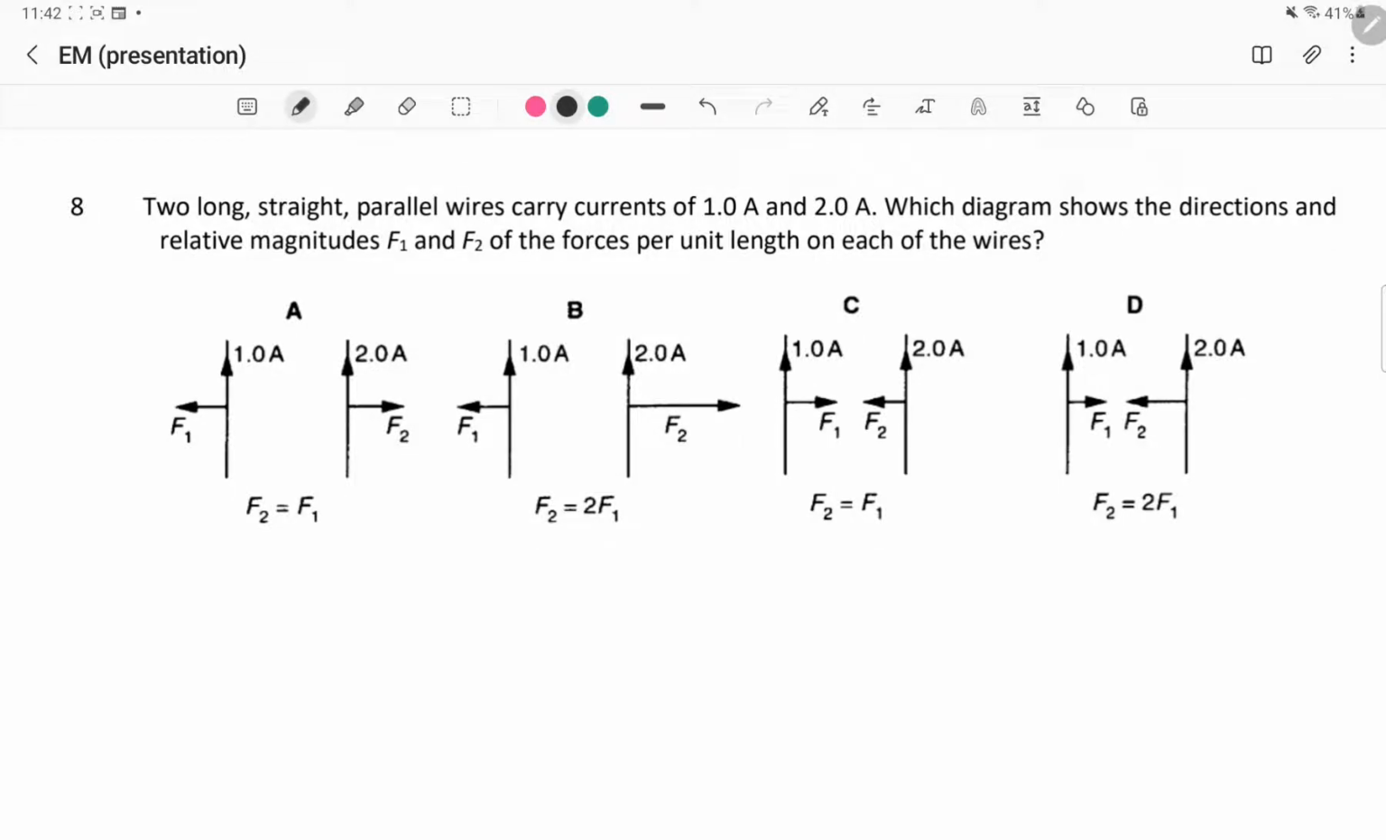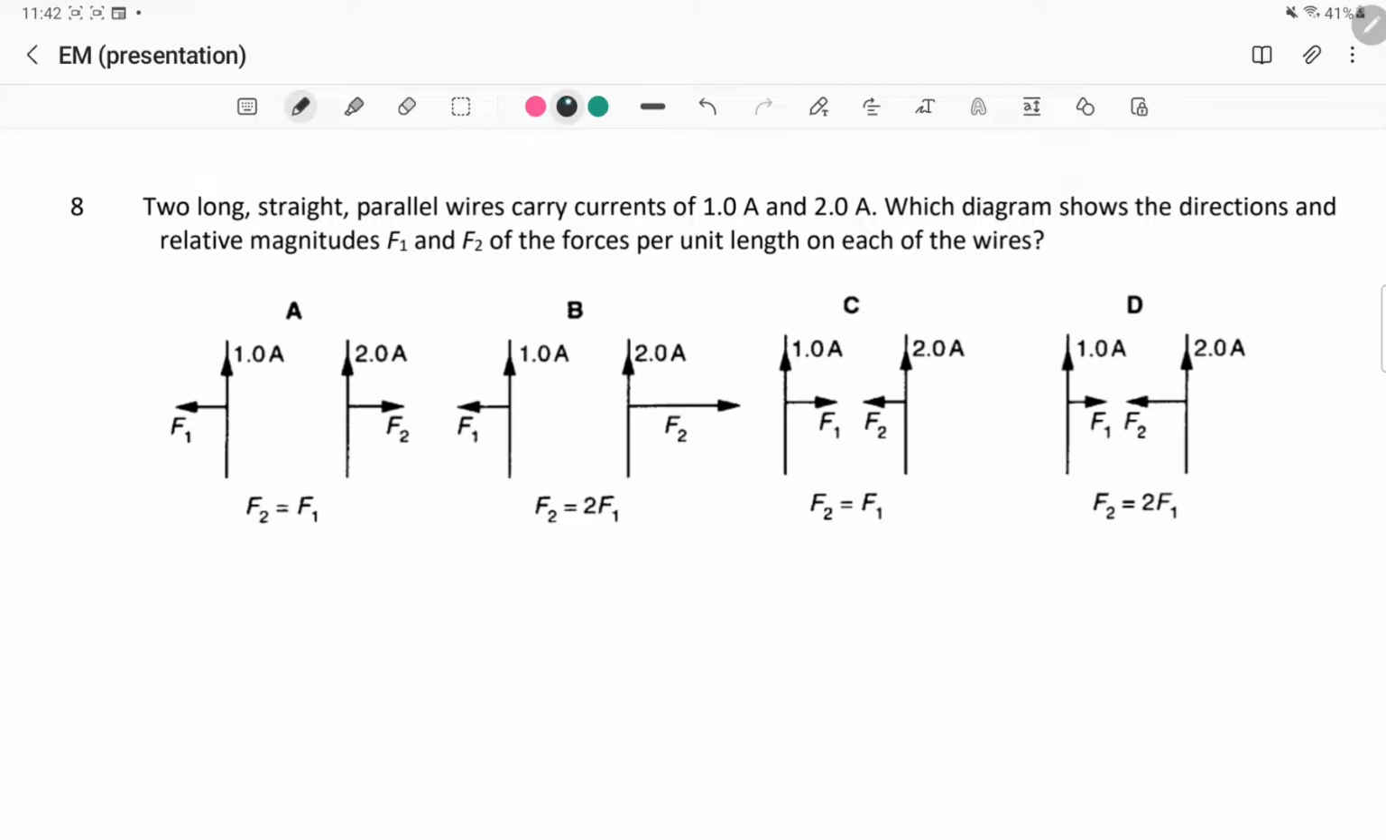Okay, question 8. We have two straight current carrying conductors exerting a force on each other. So what is the direction of the forces acting on them? The common mistake is people look at this and choose D. Incorrect. Or they think that because they have twice the current, you experience twice the force.